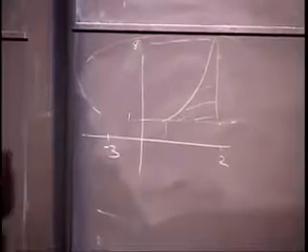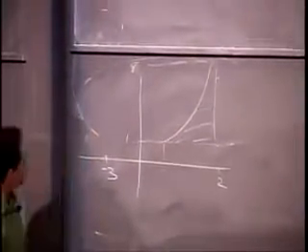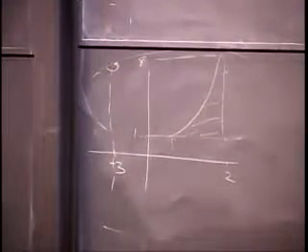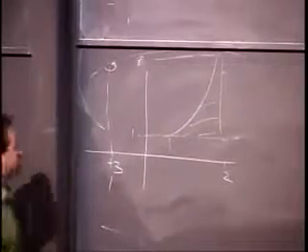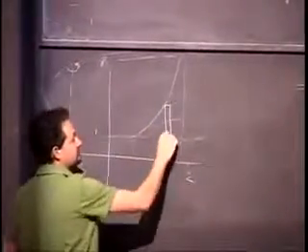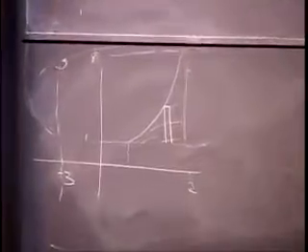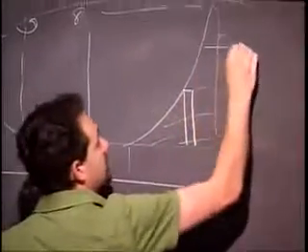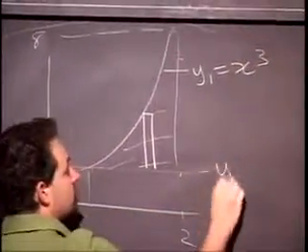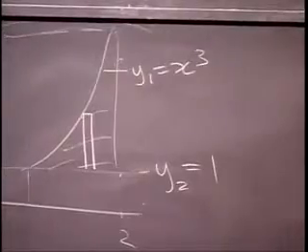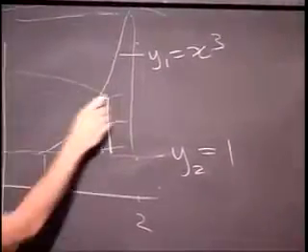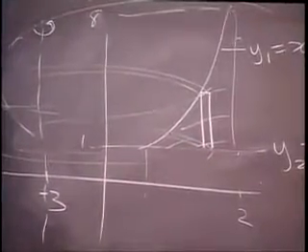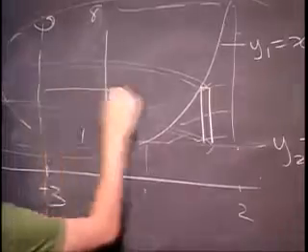Anyway, I would like to know this volume. There's the axis, x equals minus 3. So how do we find it? Well, suppose we use strips that look like this. Bang. This is, again, a variation 2 plus 3 deal, because the top curve, y1, is x cubed. The bottom curve, y2, is 1. So instead of x, the radius is now x plus 3.